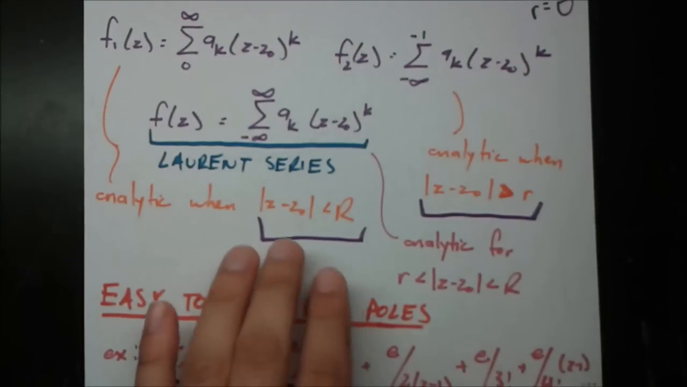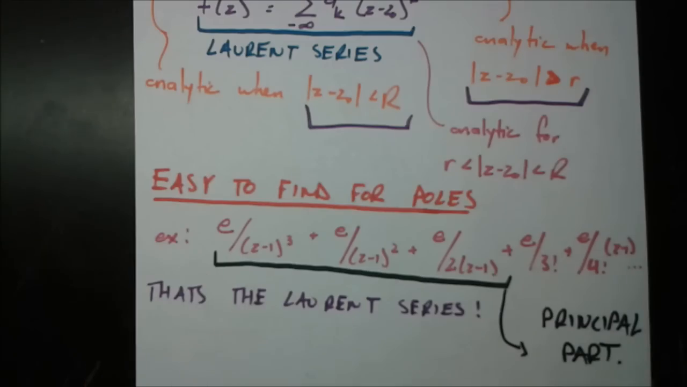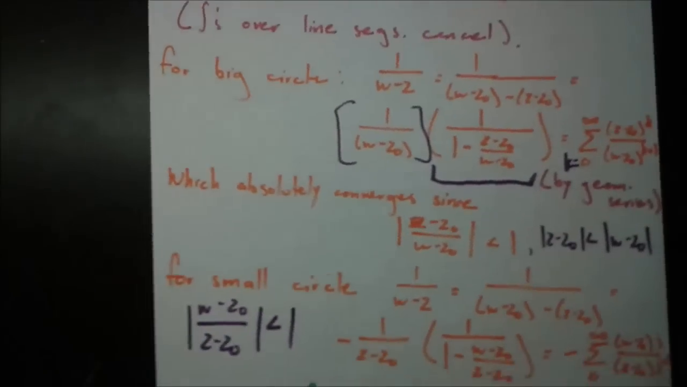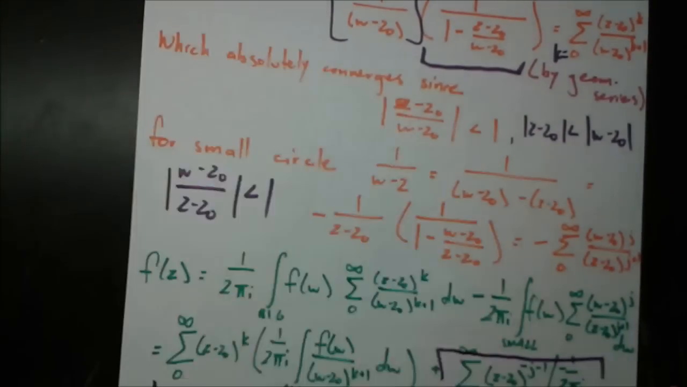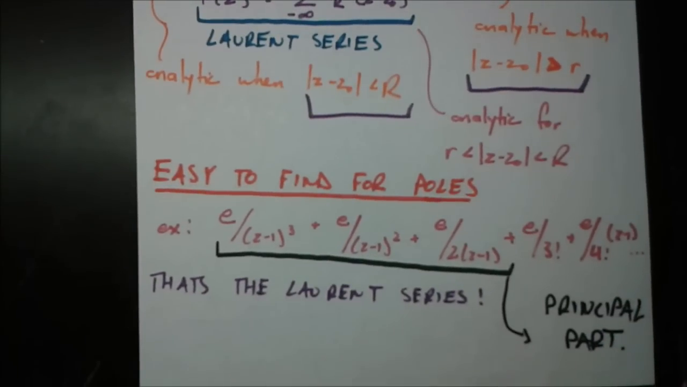Okay, so we have this Laurent series, and the last thing we'll talk about is that this is super easy to find for poles. You might think that this discussion right here is very complicated, that we have to do all this work. Well, usually when we have to do the work just for poles, it's really, really easy. For example, we did this example in the previous video where we had to find the power series of e to the z over z minus 1 to the power of 3. And we did that simply by writing this power series.